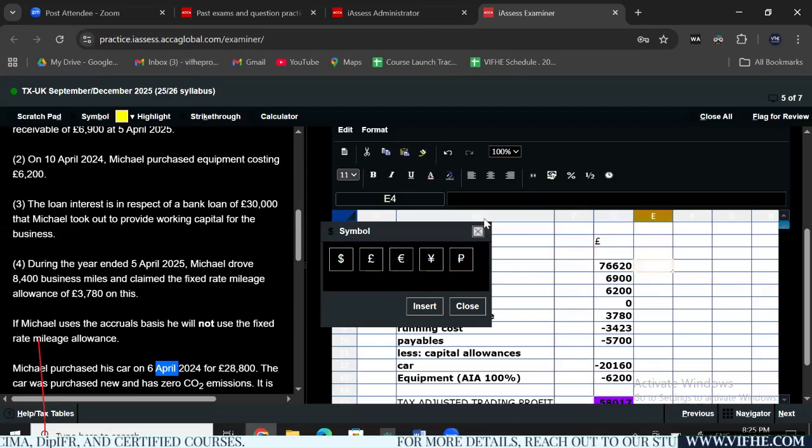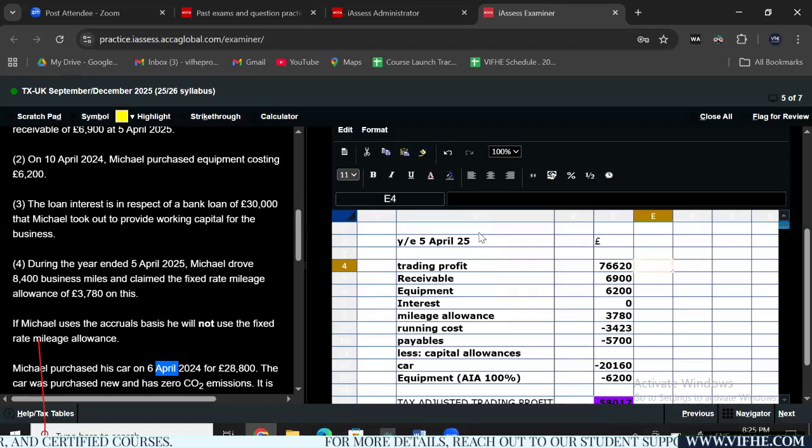One more thing. I'm not sure whether the system will support this or not. Otherwise, you may copy it from the question. Control C is the shortcut used for copy. And I'm just going to move over here. Control V is the shortcut for pasting. From question to solution, you may also do it.